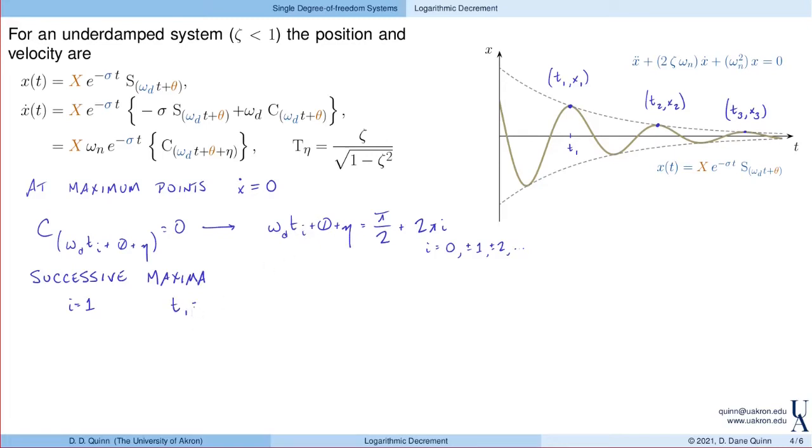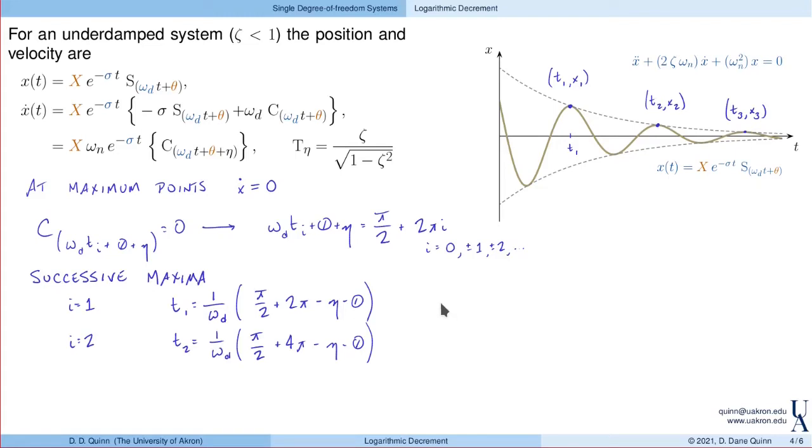So we'll just put i equal to 1 right in here and solve for T1. T1 is then 1 divided by omega d times pi over 2 plus 2 pi, again minus eta minus theta. The next maximum would be for i equal to 2, right? So that's T2, 1 over omega d. Going through, the only difference here is that now, instead of 2 pi, I have 4 pi, and then, again, minus eta minus theta.